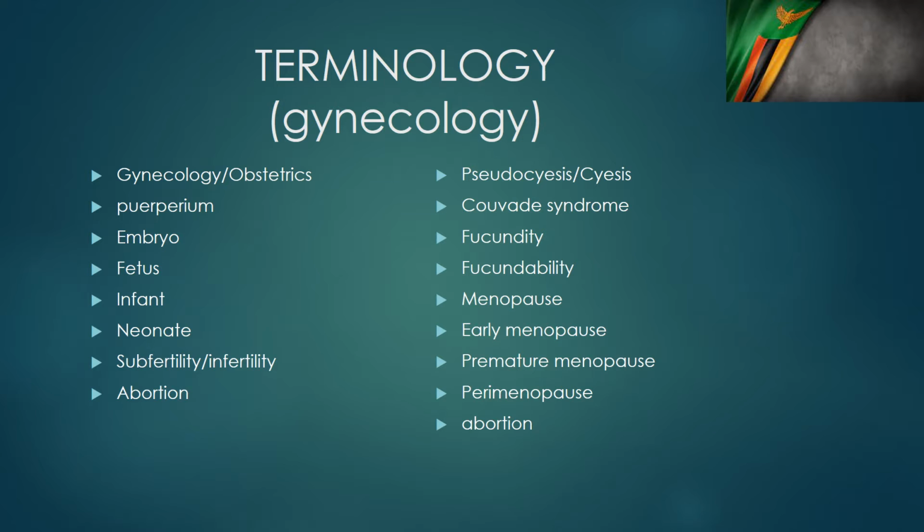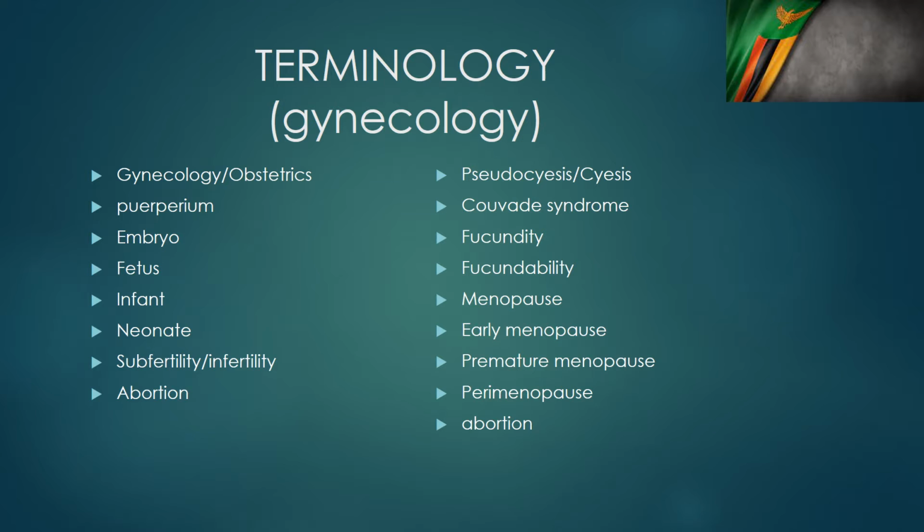Then we move on to abortion. Abortion is really the cessation of a pregnancy before it reaches the age of fetal viability. So the pregnancy comes to an end for whatever reason, either spontaneously or induced, before the age of fetal viability. Then we'd call that an abortion or a miscarriage.